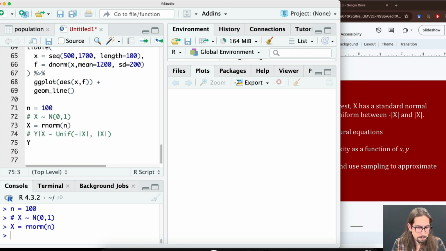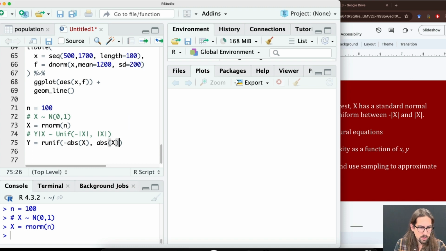So for y, we know our unif is the uniform distribution. And here you have to put in the min and the max. So instead of putting min 0, max 1, or min 5 to 6 or something like that, I can just put in the value of x that I got. Or in this case, minus the absolute value of x, absolute value of x.